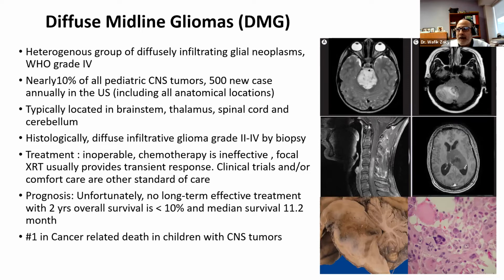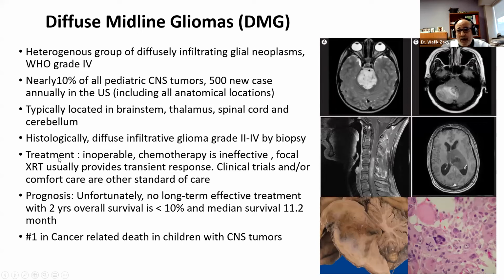As you can see in the MRI here, they occur in the brainstem, can occur in the cerebellum and in the thalamus, and also in the spine. Typically, they are diffuse infiltrative by biopsy before having the histone mutation. It could be astrocytoma grade 2 to 4, but once the histone mutation or alteration is detected, they become, according to the WHO, grade 4.